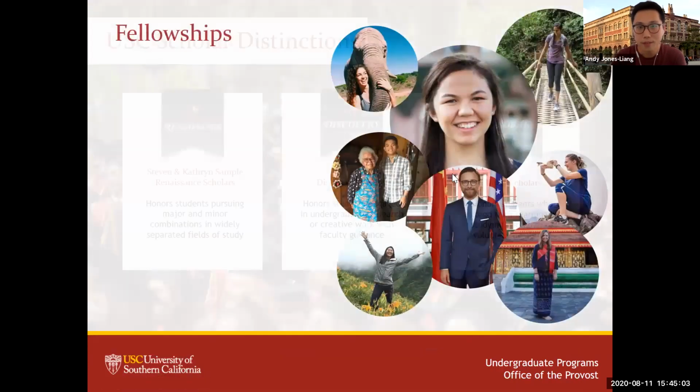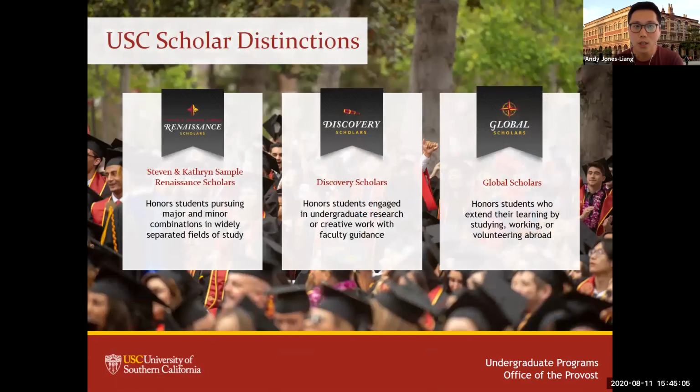Sorry, moved a little fast there. The next thing I want to touch on are the USC Scholar Distinctions. These are distinctions that students can earn upon graduation. So this is in your final year, in your senior year. If you have a cumulative GPA of 3.5 or above, and you fall into one of these categories, you can have one of these distinctions placed in your transcript, and you can also apply for a prize competition, which equates to a $10,000 prize towards graduate studies.